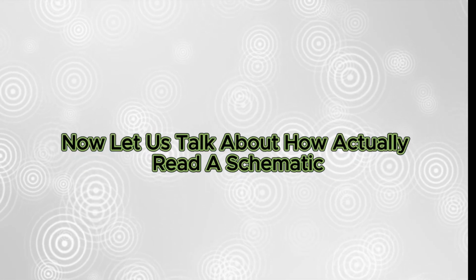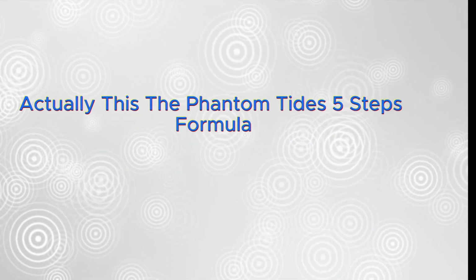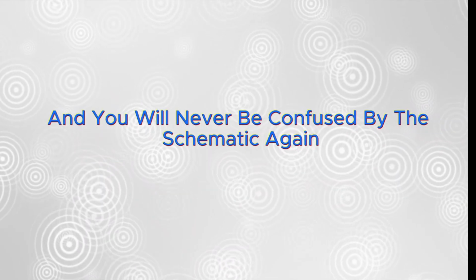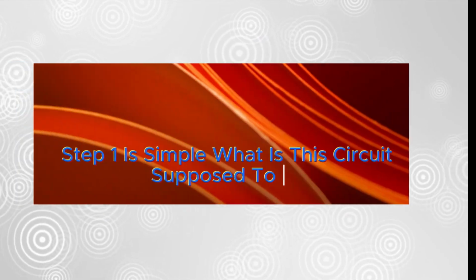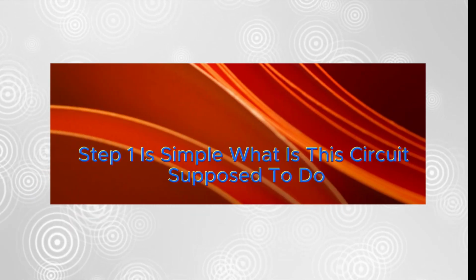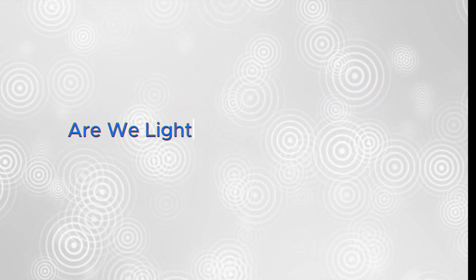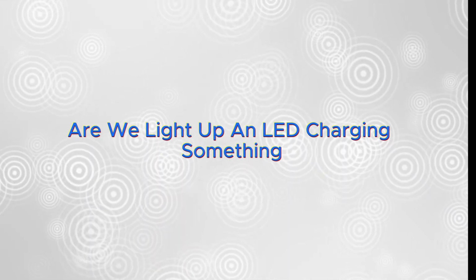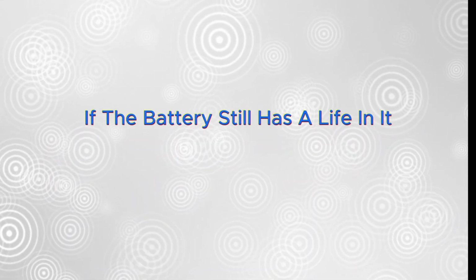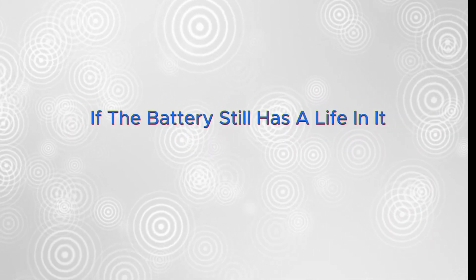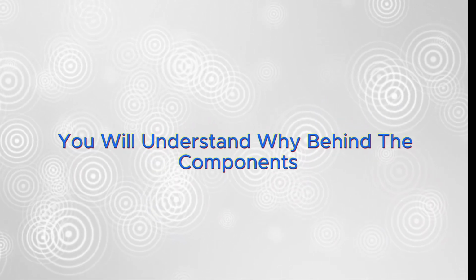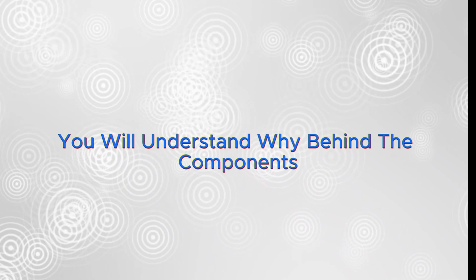Now let us talk about how to actually read a schematic. This is the Phantom Tides 5 steps formula. Follow the steps and you will never be confused by a schematic again. Step 1, know the mission. What is this circuit supposed to do? Are we lighting up an LED, charging something? In this case, our mission is to test if the battery still has life in it. Once you know the mission, you will understand the why behind the components.